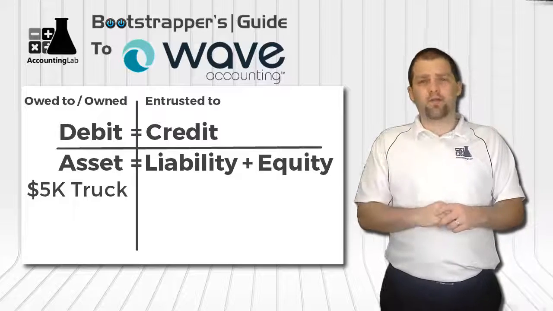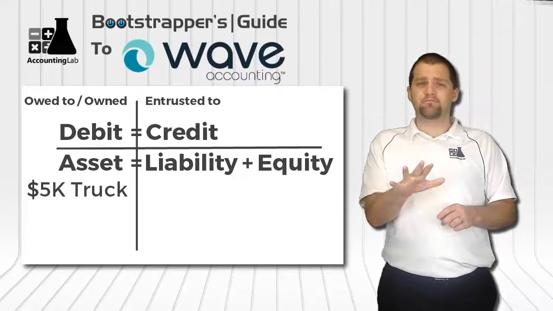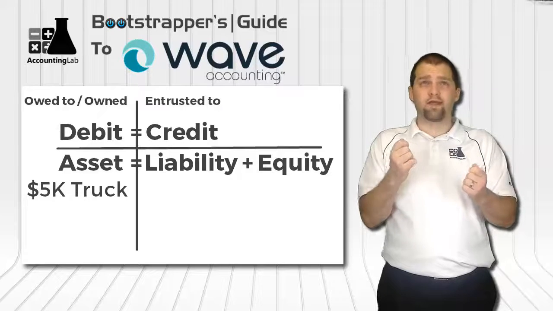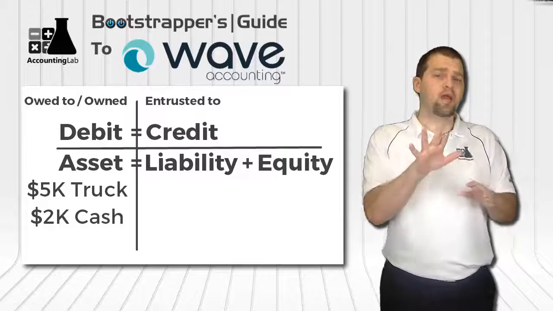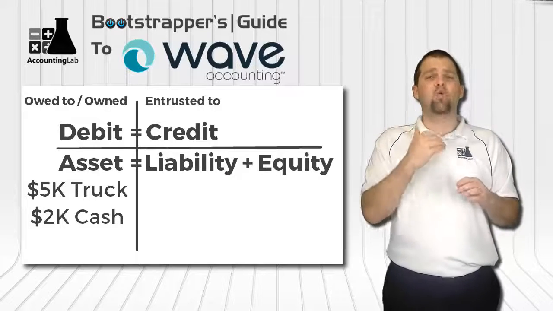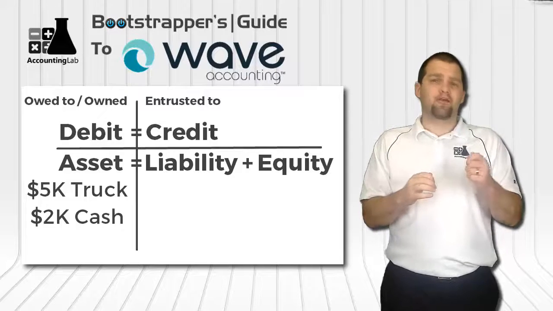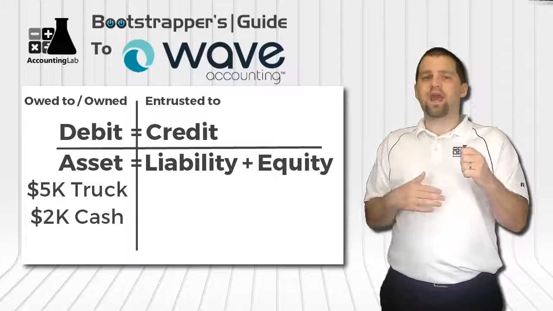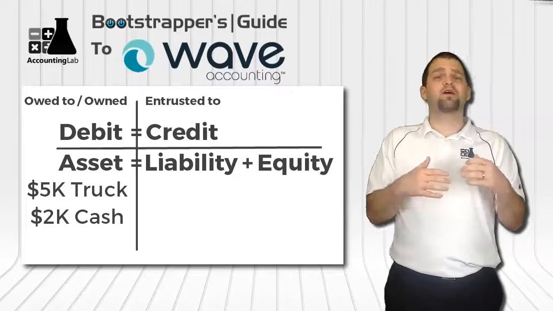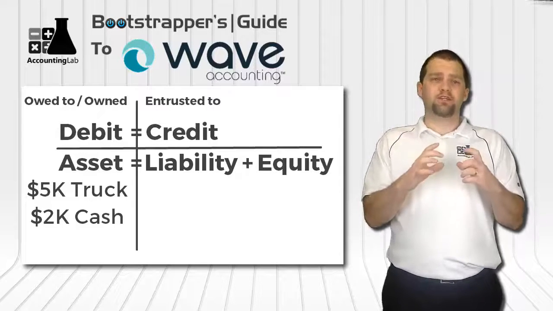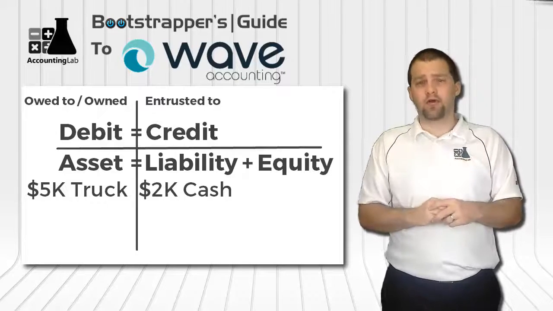Now, let's talk about the cash down payment. What kind of an account is cash? Debit, credit. Cash is a debit, right? But we're not adding to cash, we're actually taking away cash to create the down payment. So if cash is a debit account, we add to it with a debit and we take away from it with a credit. So cash in this case, we're going to credit for the $2,000 down payment.